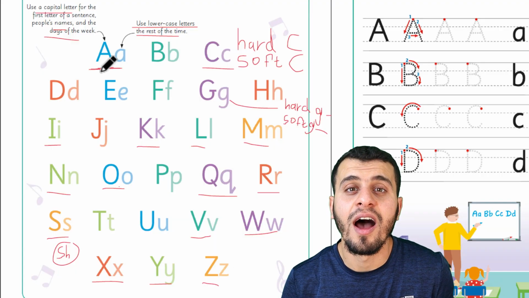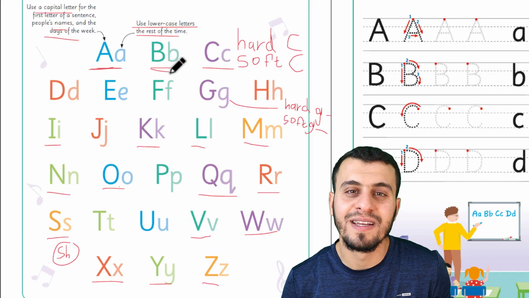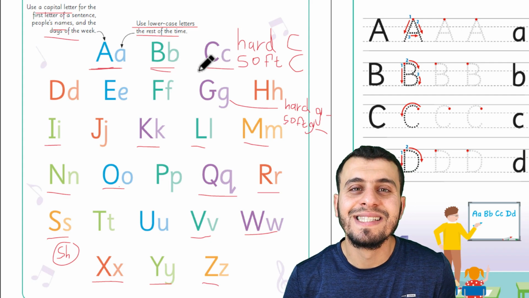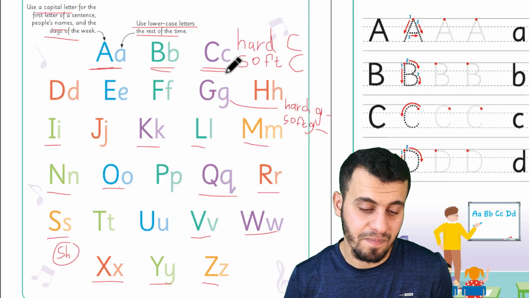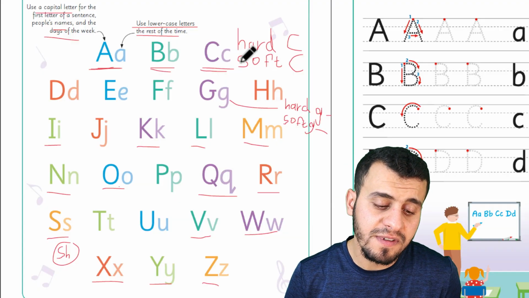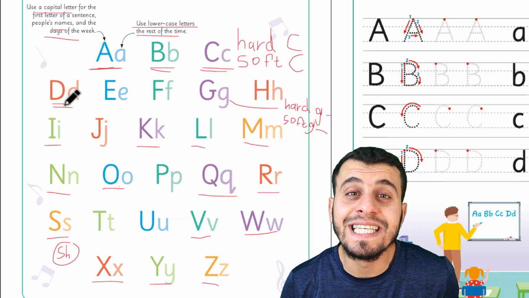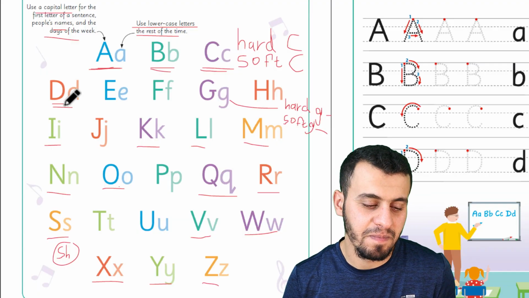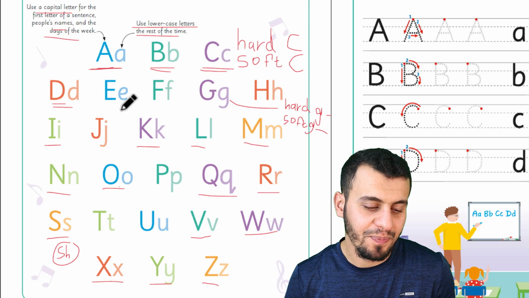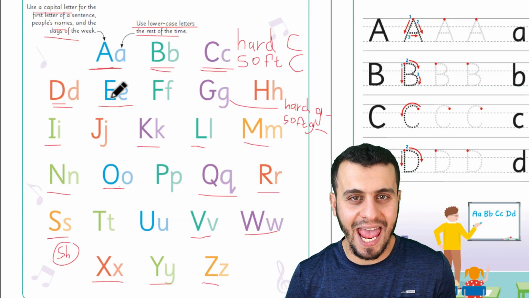A says A. B says B. C. Actually, hard C says K. Soft C says S. D says D. E says E.